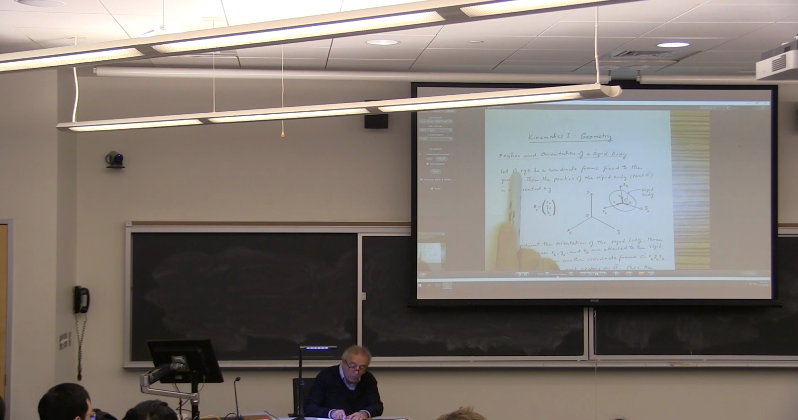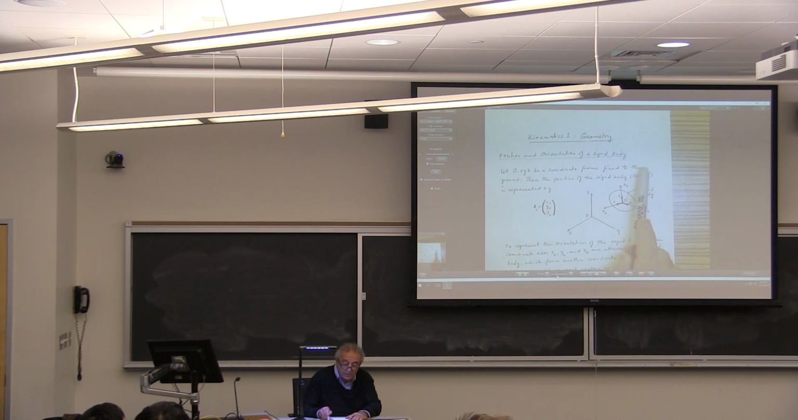I wrote here, let O-XYZ be a coordinate frame fixed to the ground, like this one. Okay? Then the position of the rigid body, point O prime, is represented by x0, y0, z0. This x0, as you can see here, is a boldface notation of x. Okay? So the first component of that one becomes x0 without boldface, y0, z0. Is that clear? When you get my notes, you will understand, obviously. It's natural.